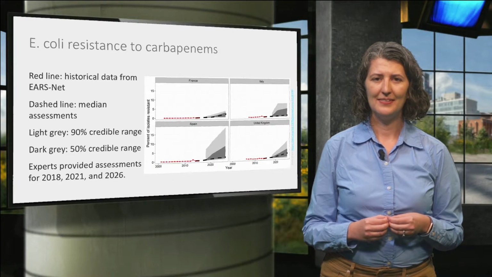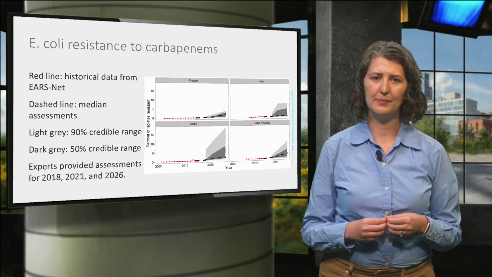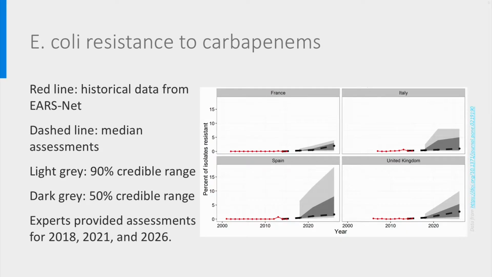For example, let's look at the expert assessments of E. coli resistance to carbapenems, a second-line treatment option. E. coli resistance to carbapenem antibiotics is historically very rare. However, because doctors are starting to prescribe carbapenems much more frequently, and the experts expect the rise in carbapenem use to continue to increase into the future, experts in all 4 countries thought resistance to the drugs would soon start to emerge and spread.